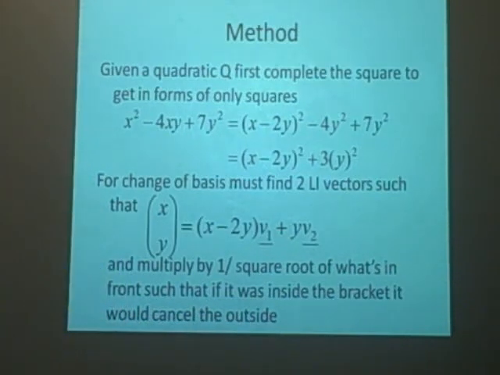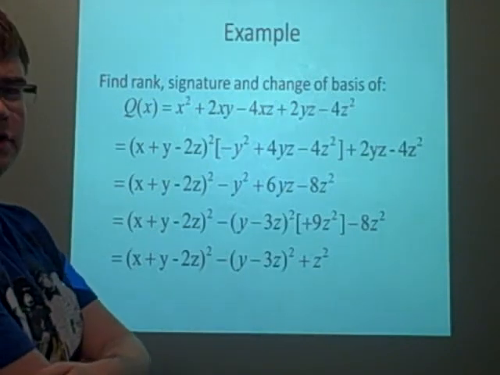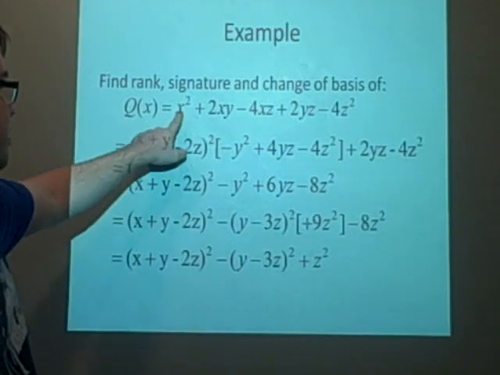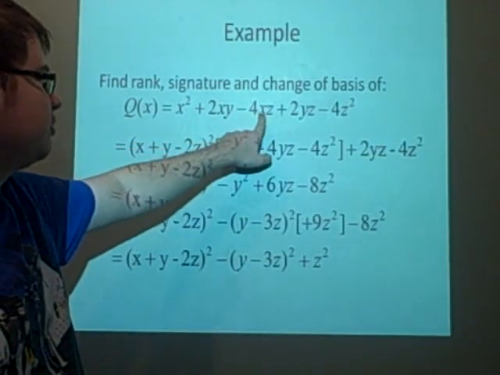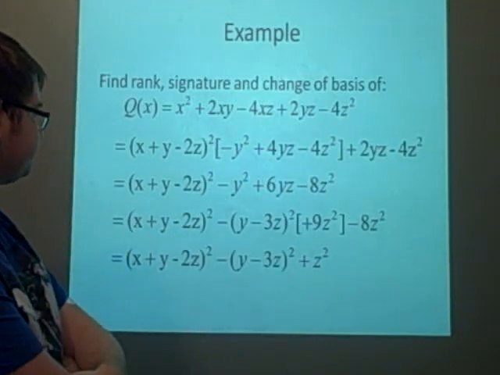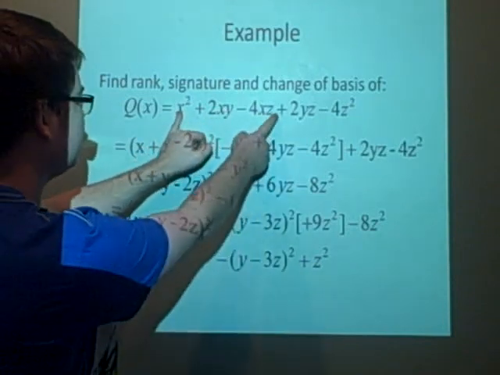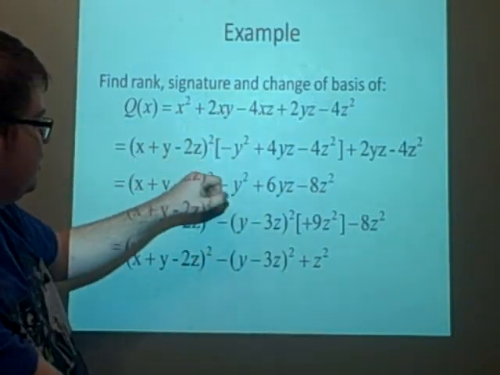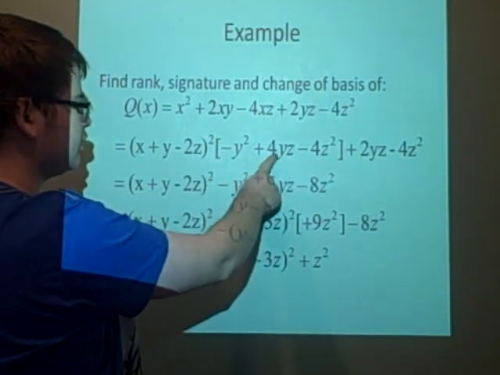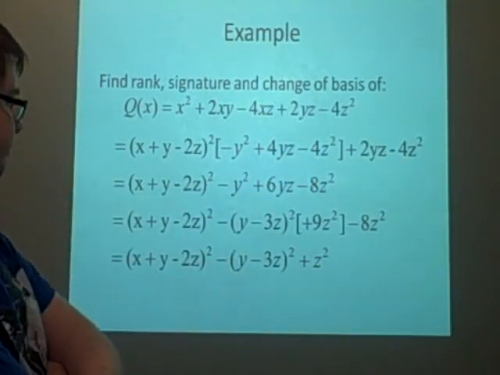So we've got an example. We want to find the rank, signature and the change of basis of this, which is, we've got our quadratic form, which is x squared plus 2xy minus 4xz plus 2yz minus 4z squared. And first off, we're going to complete the square with the x part, so we get all the x parts together and it goes to this. Then this is what we've got left over too much. So we're going to subtract y squared plus 4yz minus 4z squared. And that's to just make it correct.